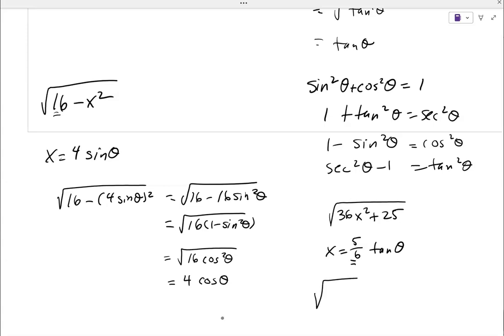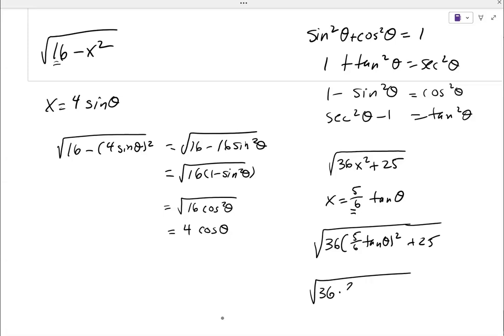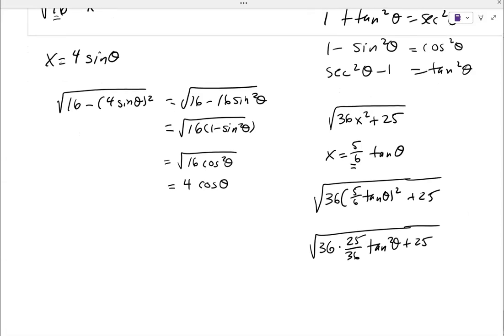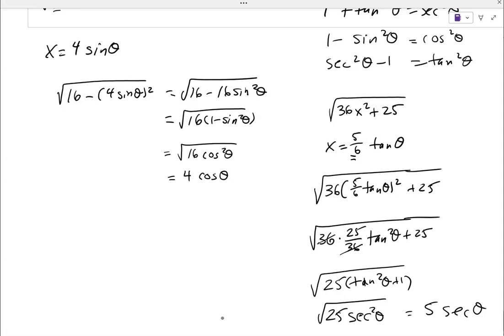So then when we make the substitution, I'll go through the steps here. So we'll have 36 times 25 over 36 tangent squared theta plus 25. Your 36's go away. You can pop the 25 out in front. And tangent squared plus 1 then is what? Secant squared. And now when you do the square root, you get five secant. Good. Yep.